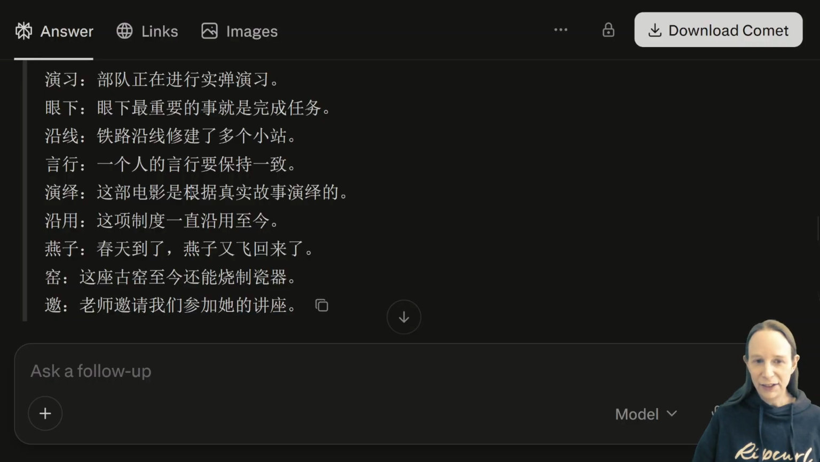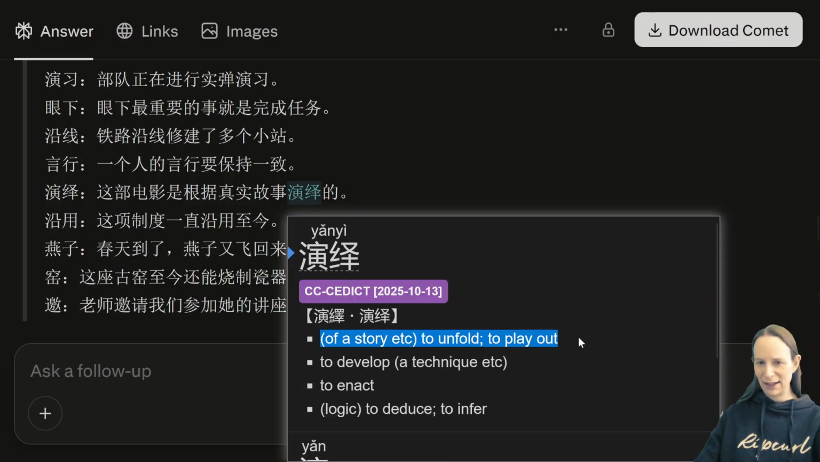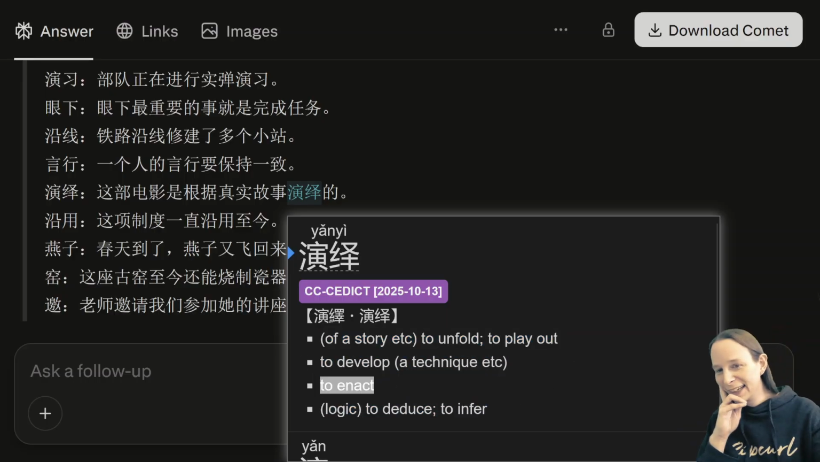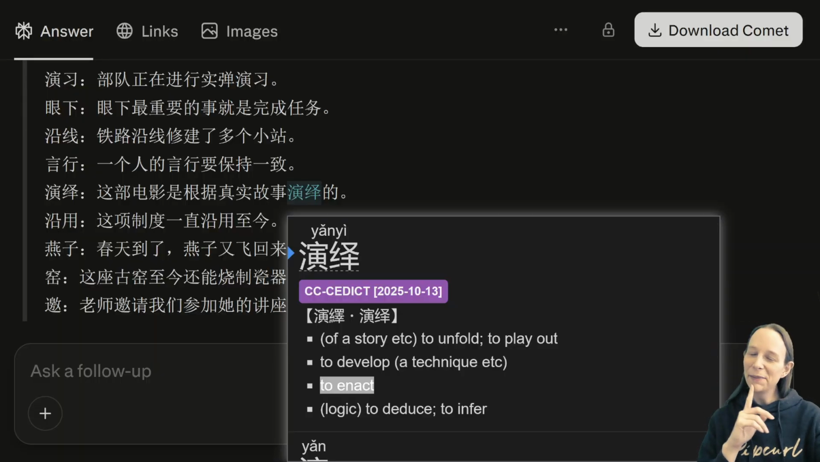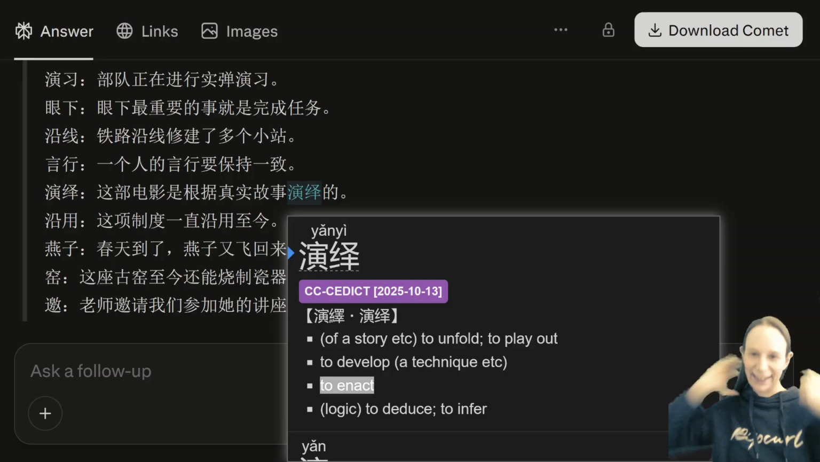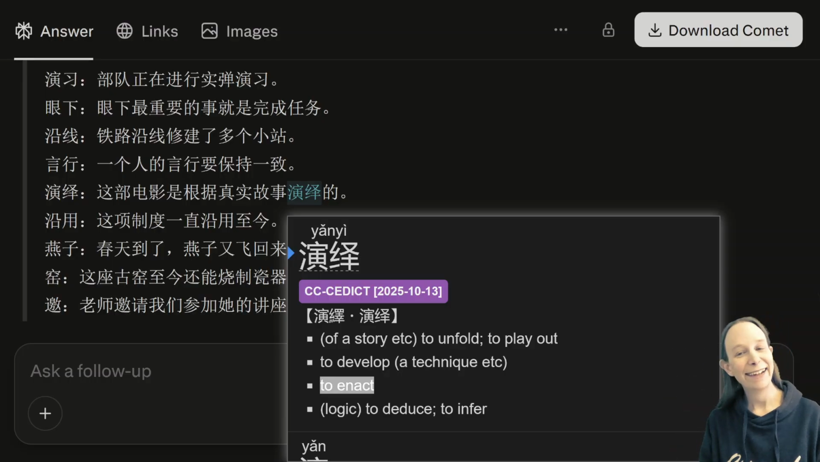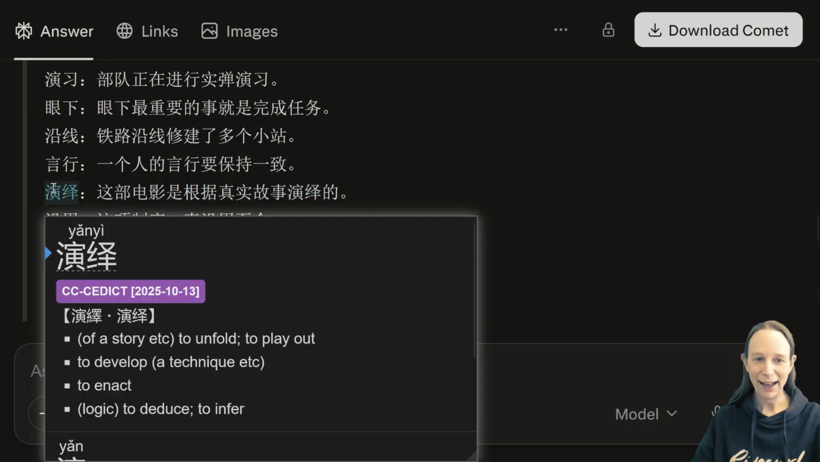这部电影是根据真实故事演绎的。So it's performed or based on or something like this, played out. Yeah, enacted. But enact means to enact a policy, not unrelated to acting. But if it were related to acting, it would mean this. Okay. 演绎.